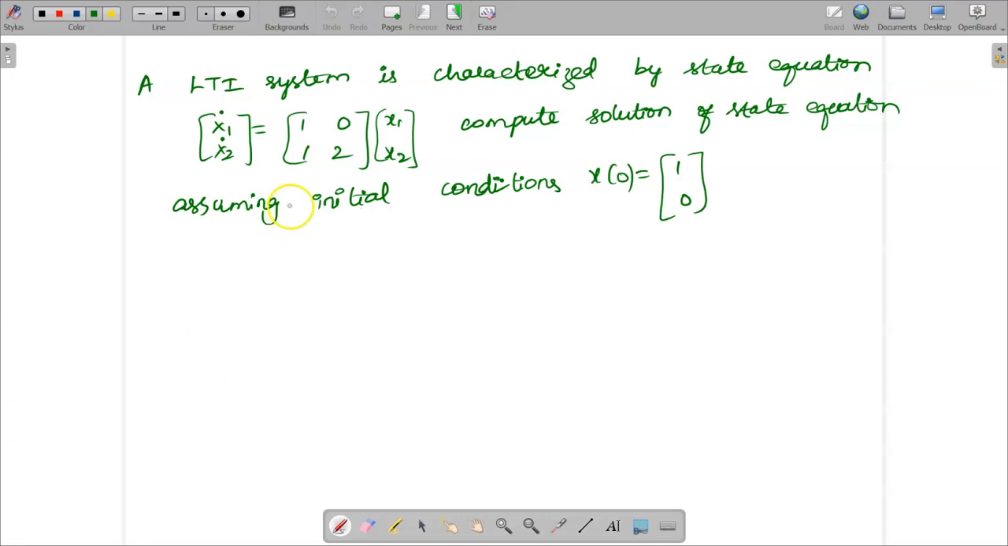So the given is the vector x1 dot and x2 dot, which is given by the matrix A, that is [1 0; 1 2], multiplied by x1 and x2, and they have given that the initial condition x of 0 is given by [1; 0].